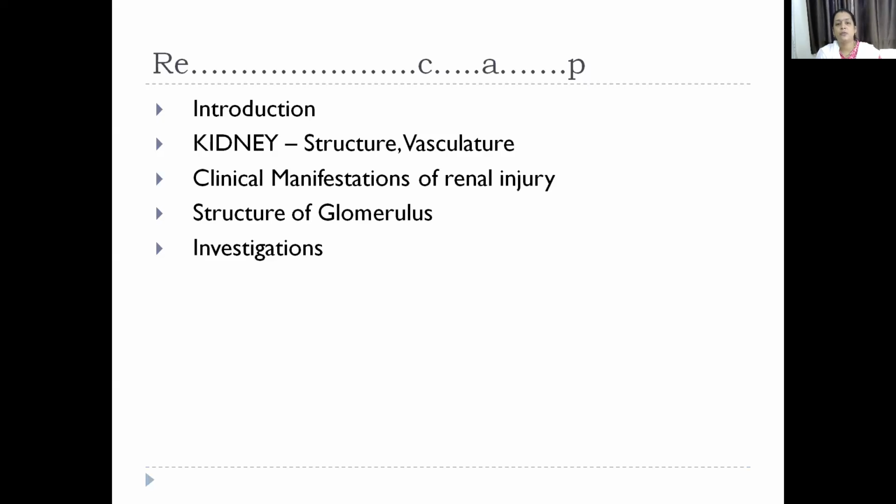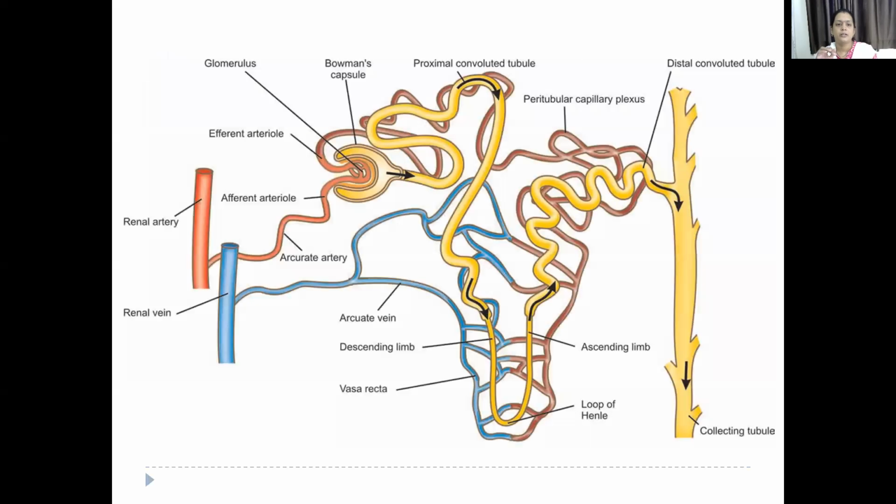I will be going to deal with the structure of glomerulus and the mechanism and the pathogenesis of glomerular injury now. So this is the loop of Henle, and then you can see, I'm sorry, this is the tuft of the glomerular unit that is having an afferent arteriole and the efferent arteriole. Here you can see this is the Bowman space, and then this is the proximal convoluted tubule and the loop of Henle, the ascending limb and the descending limb. And this is the distal convoluted tubule, and this is the collecting tubule.